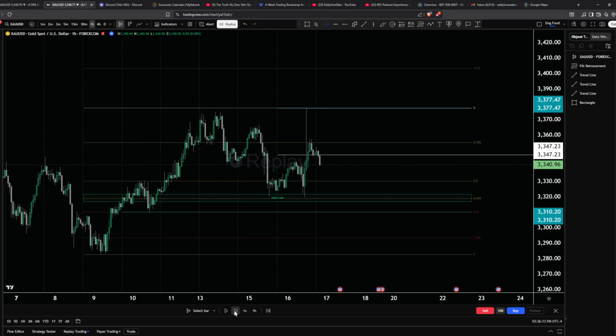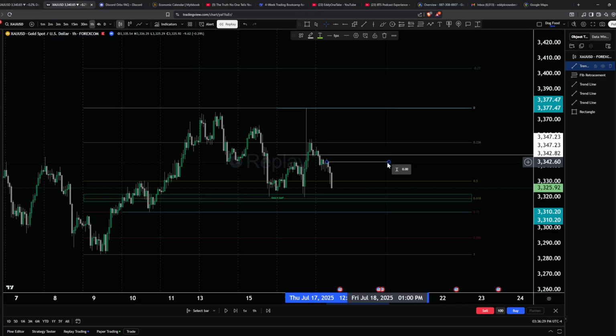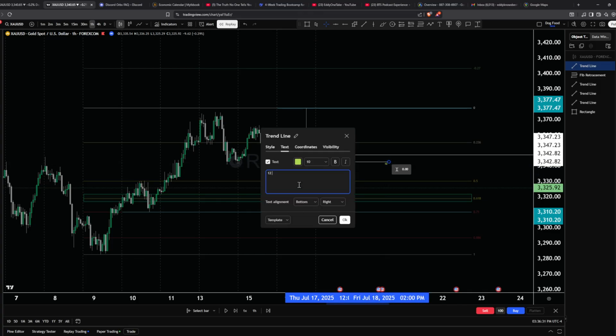So let's show you how we caught the move. This is all playing out. This is all Asian session, right? So we have this 8 a.m. candle, 12 a.m. candle. I'm gonna put 12 midnight open.